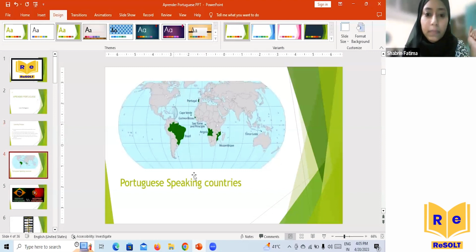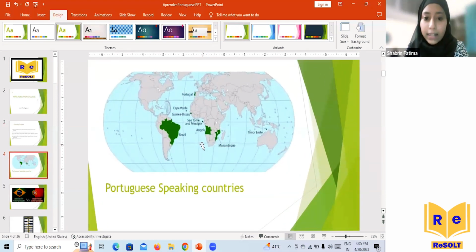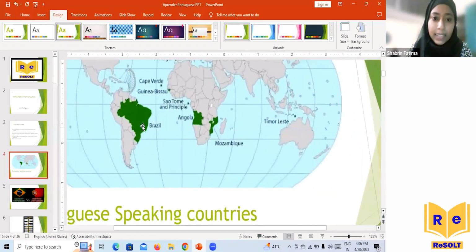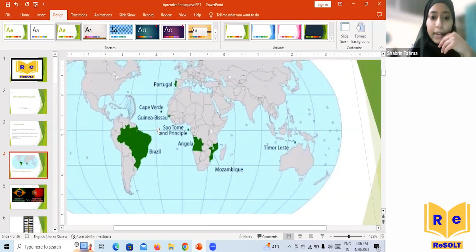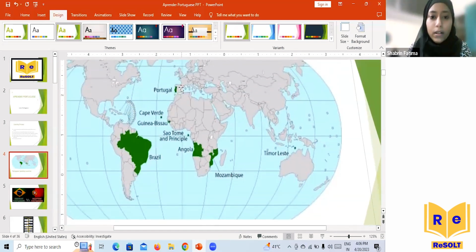This is the world map. Now we need to understand which countries have Portuguese as their official language, or the national language of the country. First we have Brazil, that is in South America. This is the biggest country that speaks only Portuguese. Apart from that, we have Portugal, which also has Portuguese as its official language. Then we have Angola and Mozambique in Africa.